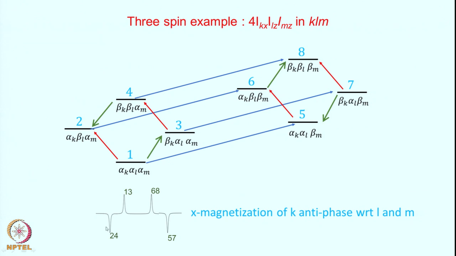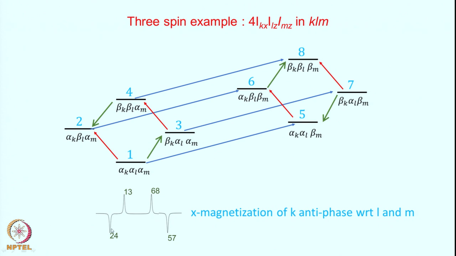Therefore, the first antiphase term appears because of the KL splitting, and secondly this whole term is inverted because of the antiphase nature with respect to the M spin. Therefore, this which was negative now becomes positive and this one becomes negative. So you get a pattern here: negative, positive, positive, negative. The coupling constant here is, of course, the KL coupling, and from here to here that remains the KM coupling.